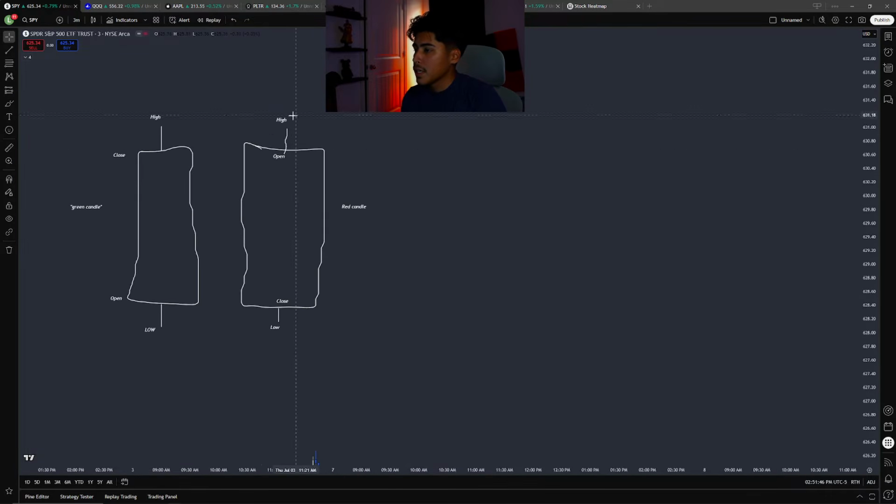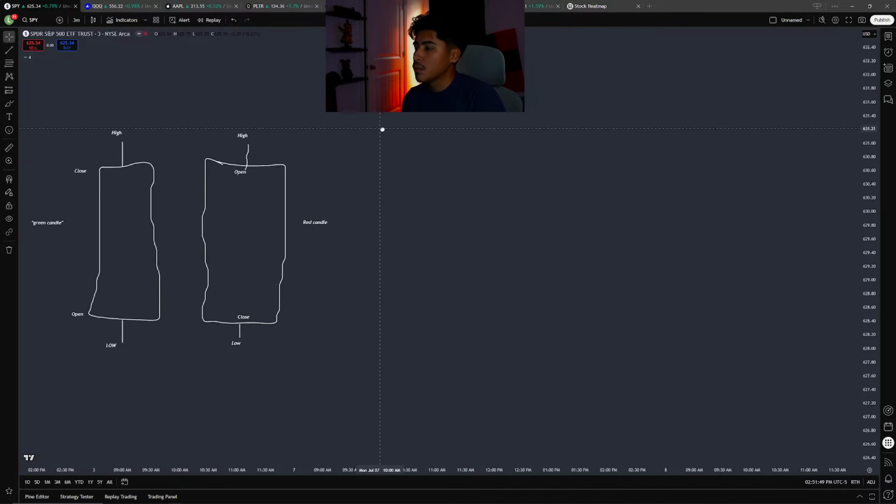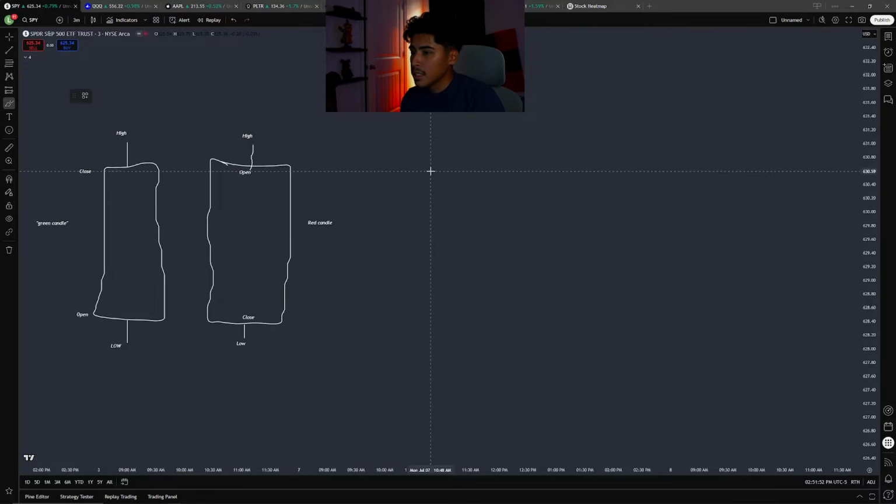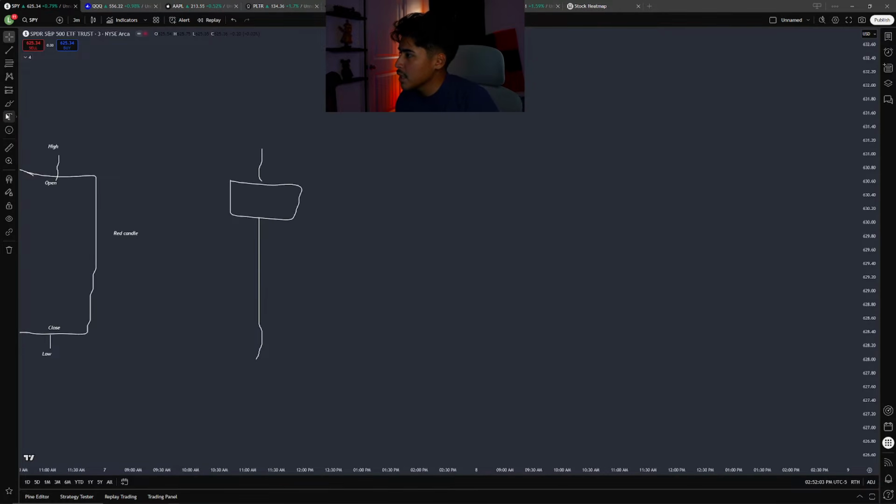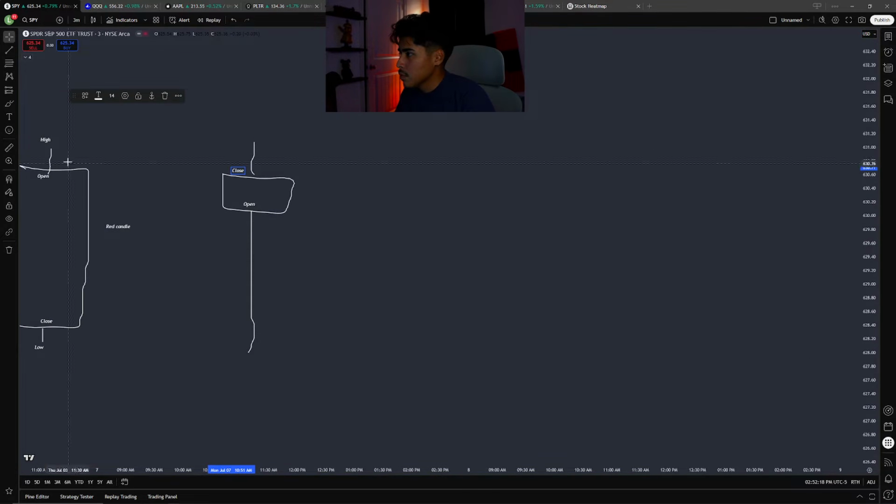Now we're going to start getting into the wicks because the wicks are also really important. What you're going to see a lot is candles like this. You're going to have a really small body, and then you're going to have a really large wick, right? What does the wick mean? So we understand how the candlestick works. We know that, pretend this is a green candle. This is the open. This is the close. And then we have the high and the low, right? High, low, right? So we have the high.